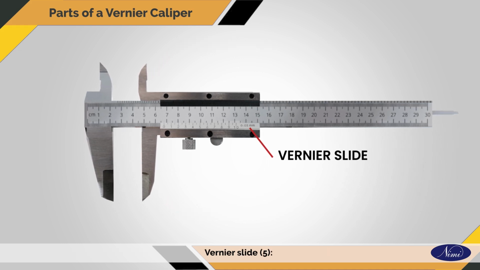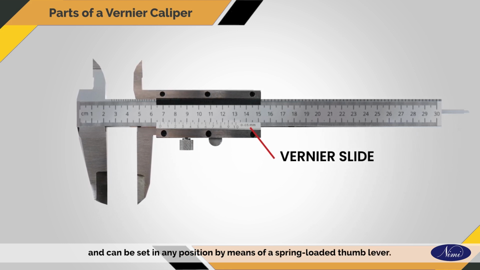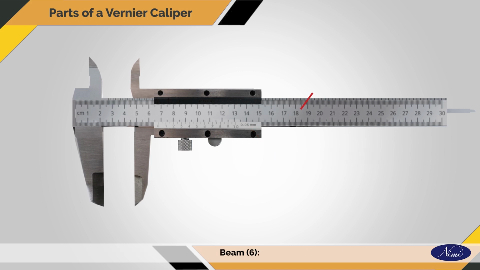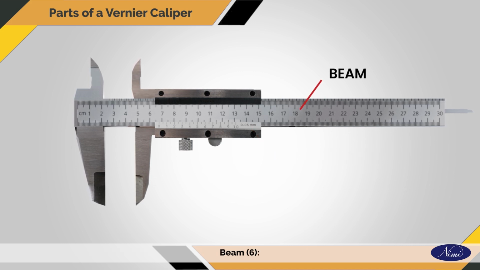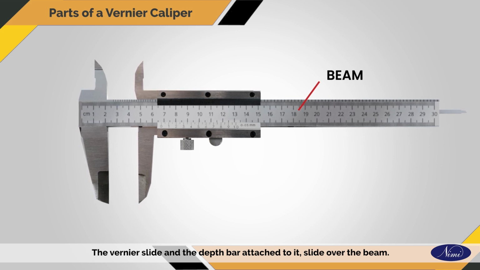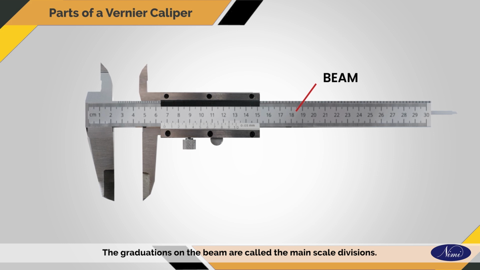Vernier slide 5. A vernier slide moves over the beam and can be set in any position by means of a spring-loaded thumb lever. Beam 6. The vernier slide and the depth bar attached to it slide over the beam. The graduations on the beam are called the main scale divisions.